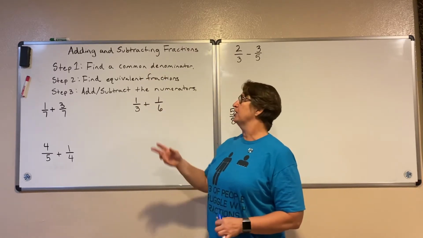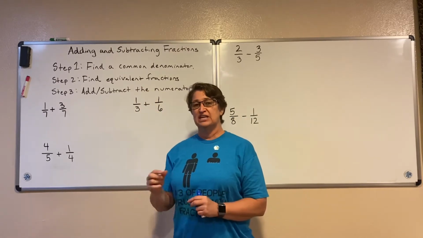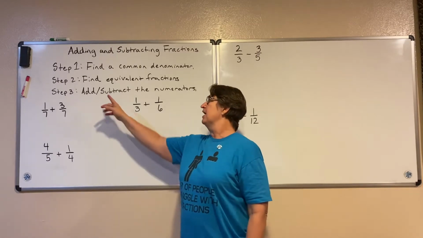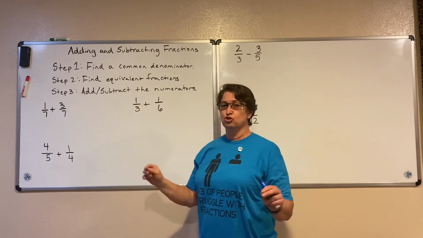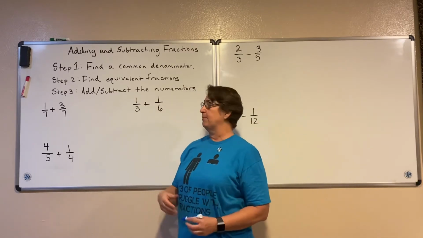Then we'll find an equivalent fraction. So we'll make sure that we change our fraction into that denominator, and yet they'll still be equal fractions. And then we'll add and subtract the numerators of our fractions. So let's do a few examples.